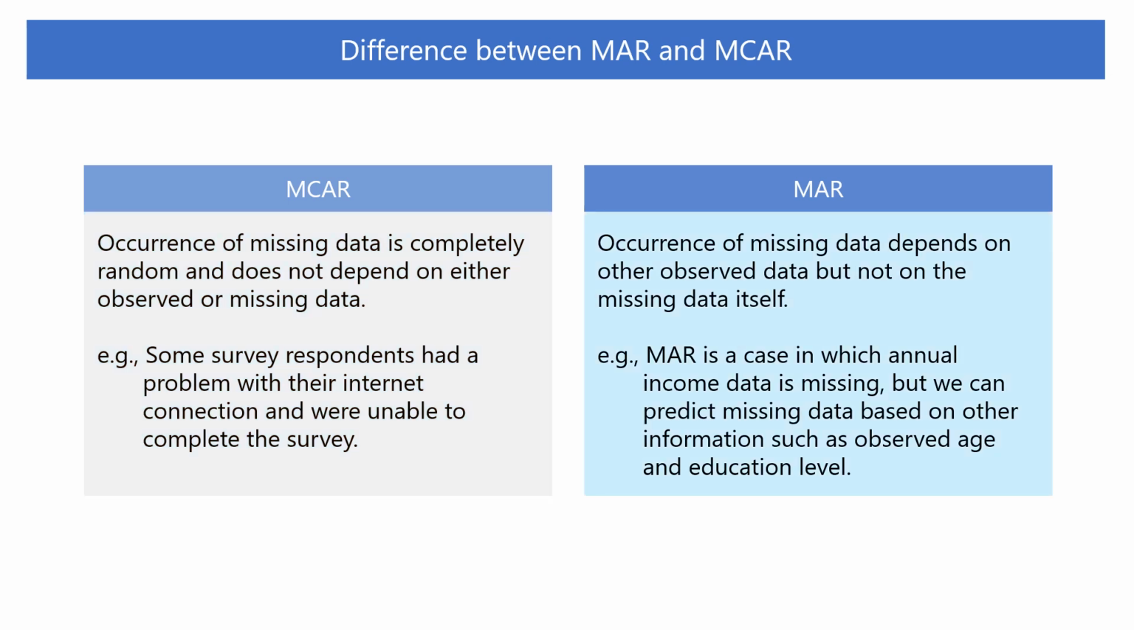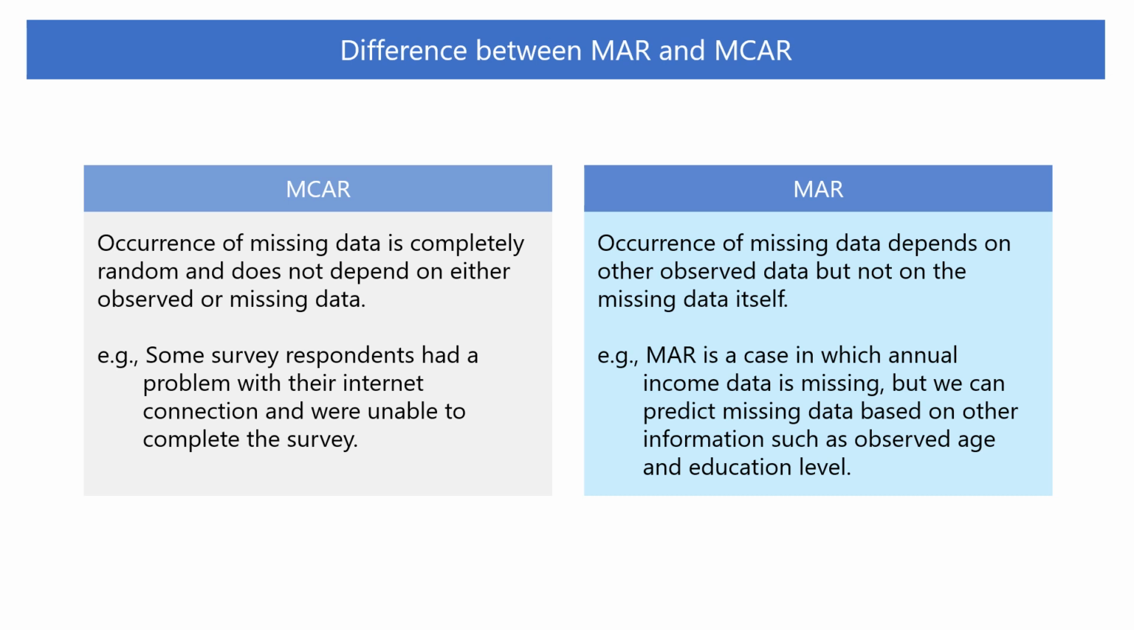MAR, on the other hand, is an assumption that the occurrence of missing data depends on other observed data, but not on the missing data itself. For example, MAR is a case in which annual income data is missing, but we can predict missing data based on other information, such as observed age and education level.